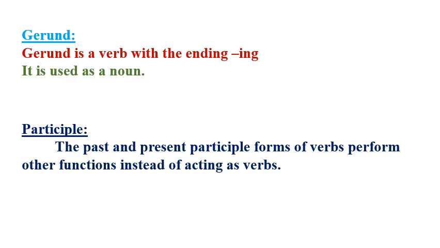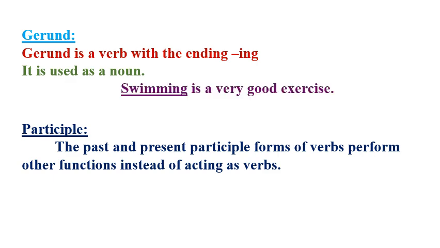So non-finite verbs are divided into three types: infinitive, gerund, and participle. And the second type is gerund. Children, we already learnt that the subject of any sentence should only be a noun or a pronoun. Do you remember? The subject should only be a noun or a pronoun. But look at this sentence. Swimming is a very good exercise.